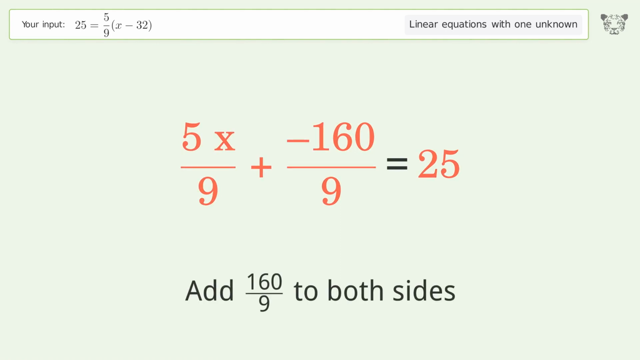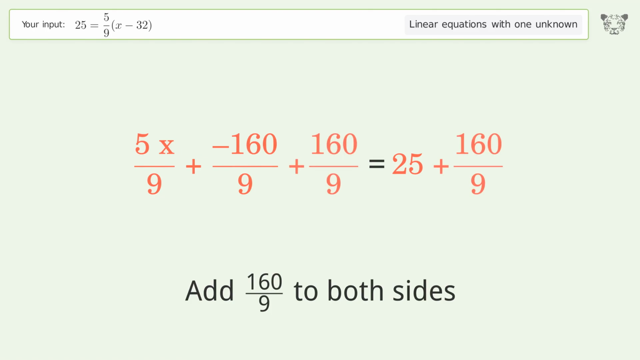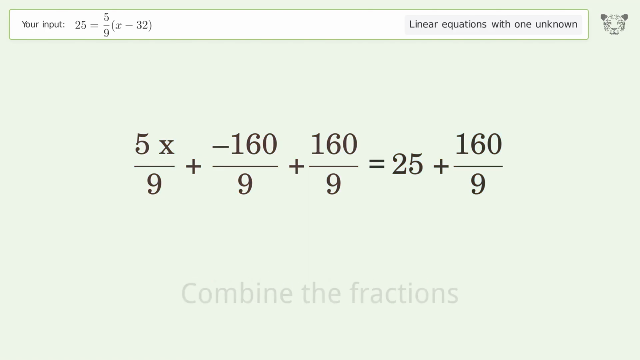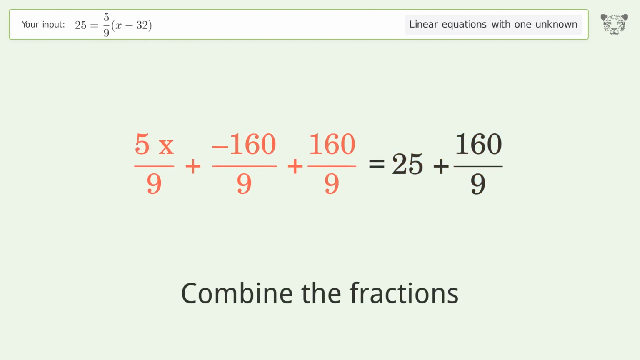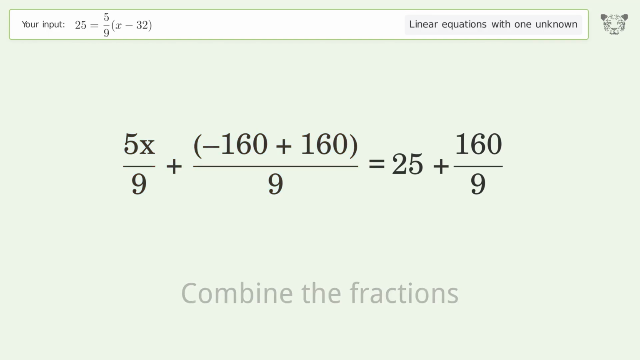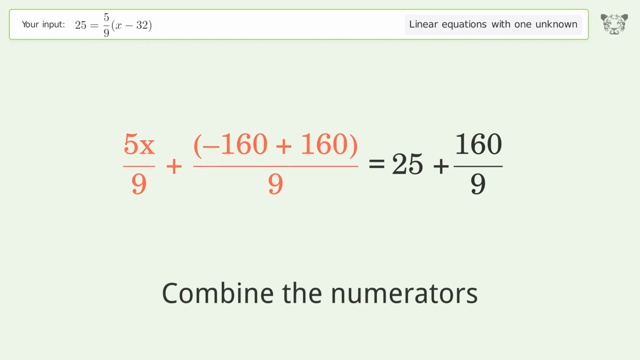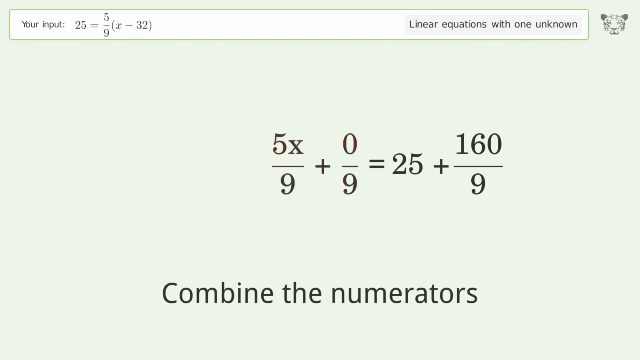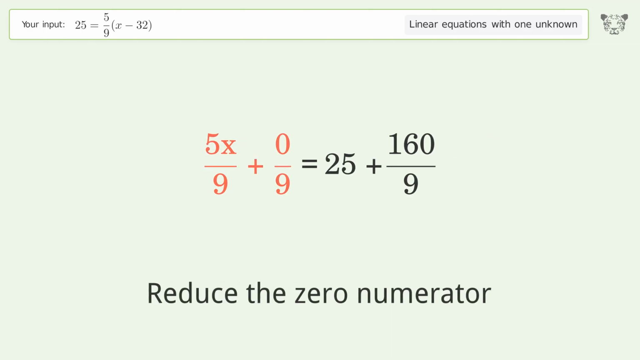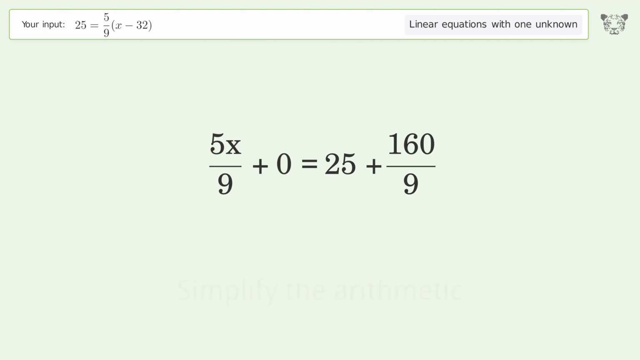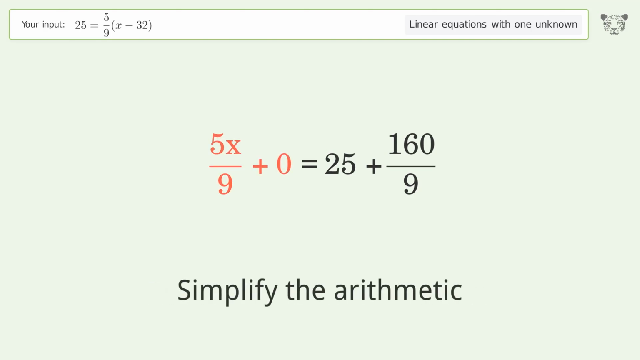Add 160/9 to both sides. Combine the fractions. Combine the numerators. Reduce the zero numerator. Simplify the arithmetic.